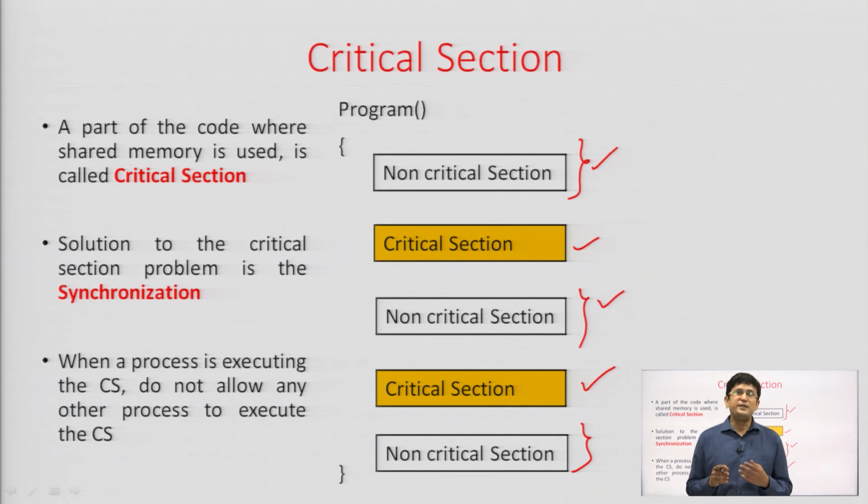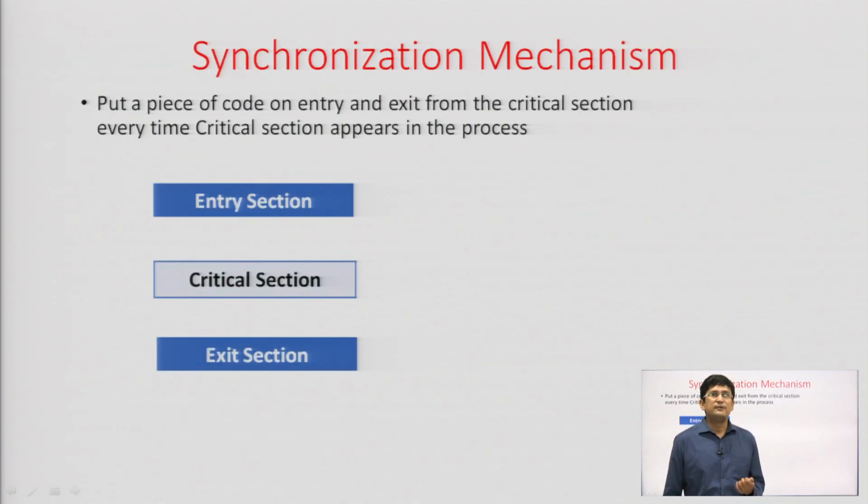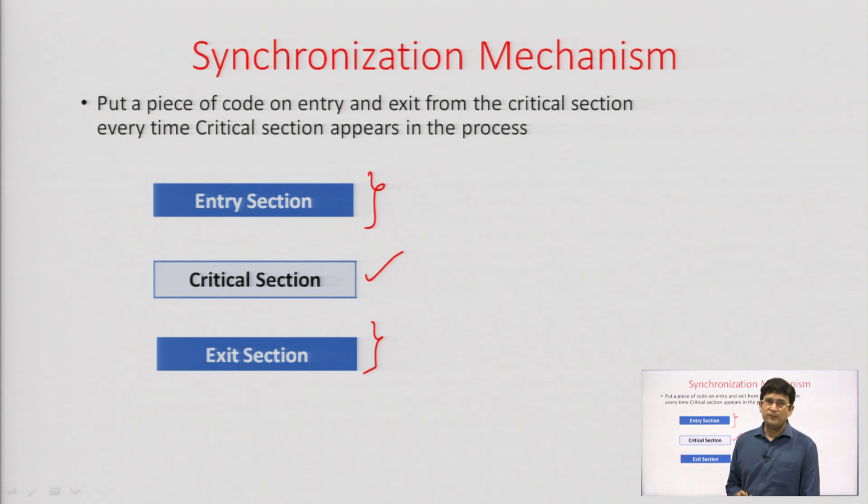A synchronization mechanism is required to access the critical section. It means that if one process is executing the critical section, using the shared variable, the other process should not be allowed to use the critical section. So, we should maintain this order, or this scheme, such that we obtain a consistent value of the shared variable. So, the solution to the critical section problem will be the synchronization mechanism, and the synchronization mechanism involves the addition of the entry section and the exit section above and below the critical section.